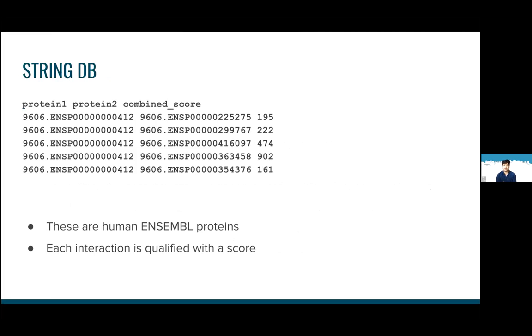So now going to the StringDB example, this is the original file. We have 3 columns: protein 1, protein 2, and combined score. And just by looking at it, since we are familiar with certain identifiers, we know that these are human Ensembl proteins because of the 9606 at the beginning of the identifier. And each interaction is qualified with a score.